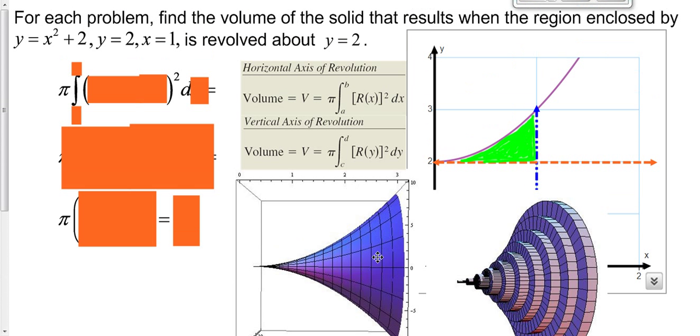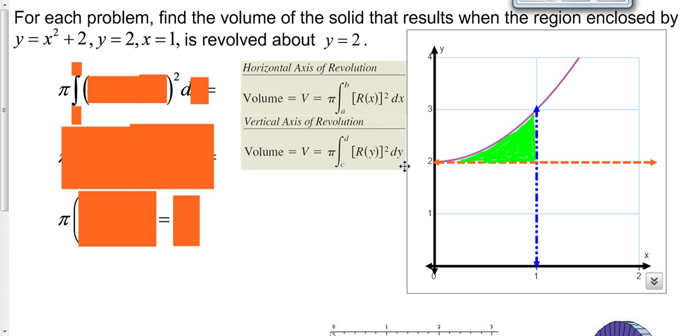And we're taking that and slicing it up and down, and we're getting these discs, and we're pretty much finding the volume of these discs. So let's go ahead and try to find our volume here.